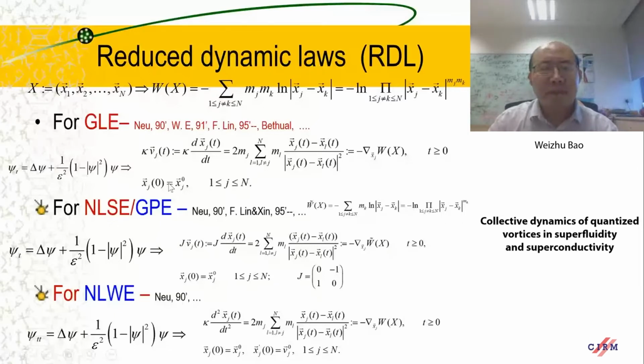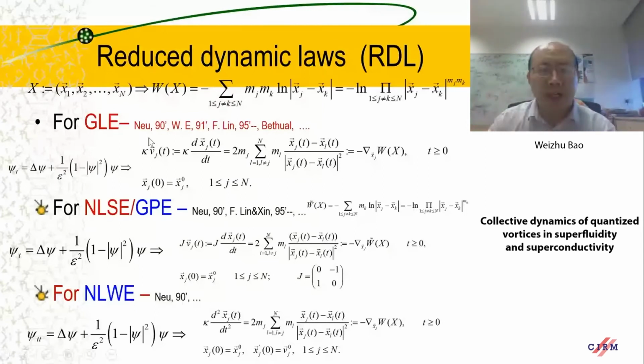Okay. And for the Schrödinger equation, this is from the work of many people, including Wei Nan, Fang Hualin and his group, and also Bethuel from the French group. For the Schrödinger type equation, you have J, a rotation matrix 0 minus 1, 1 0, times x_j dot, v_j(t). Of course, v_j equals x_j dot. Follow this one, the same.